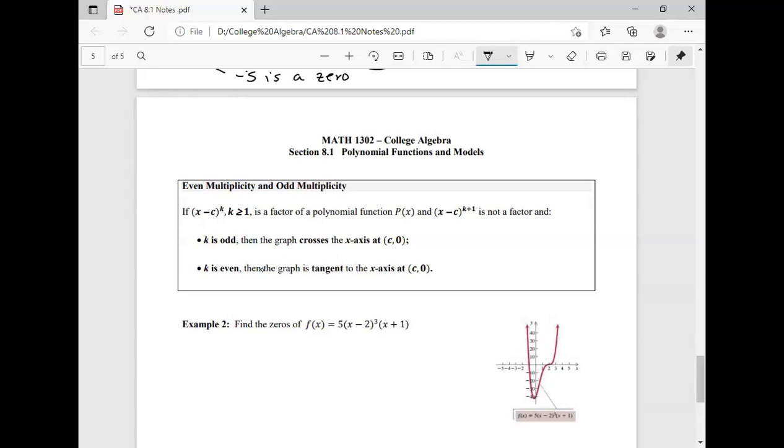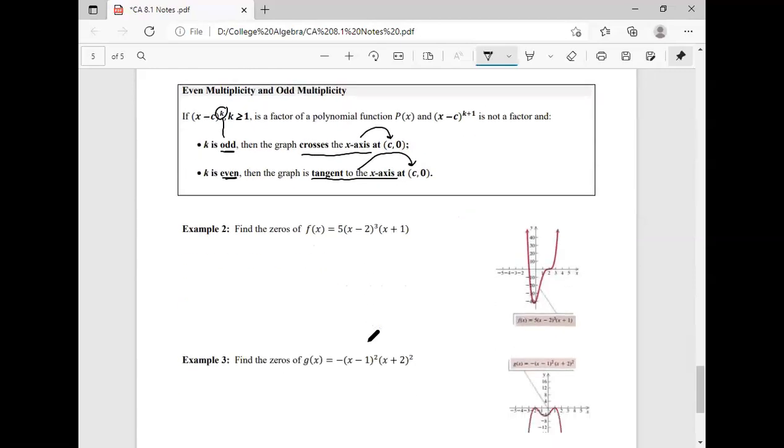So when you are looking at this, all of this stuff says a bunch of things that kind of don't make sense if you read them out loud to me. But what this is saying is if the exponent here is odd, then your graph is actually going to cross over the x-axis at whatever C is. If your exponent is even, then your graph is tangent to the x-axis at C. I like to say that instead of tangent, it kind of bounces off the graph.